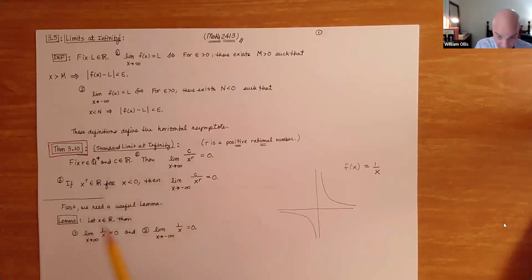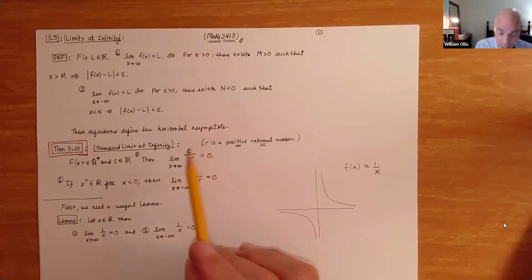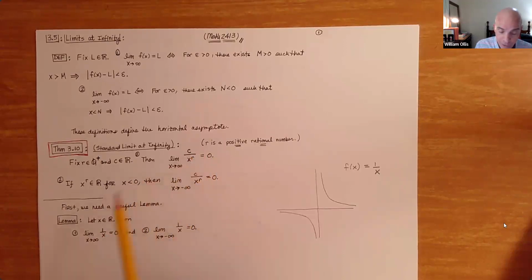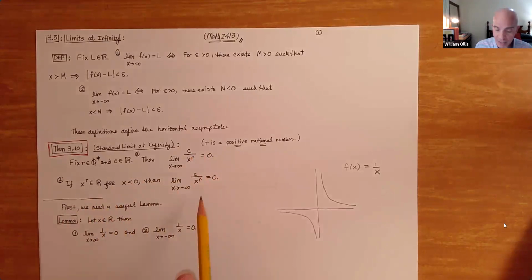Now we want to extend these concepts. That is, if we take the limit as x passes to infinity of c divided by x to the r, then we still get the 0 limit. And as long as x to the r is actually defined for values of x less than 0, we get the same limit. So this is basically what we have been thinking about when we deal with rational functions, and I'm going to say a little bit more about that.